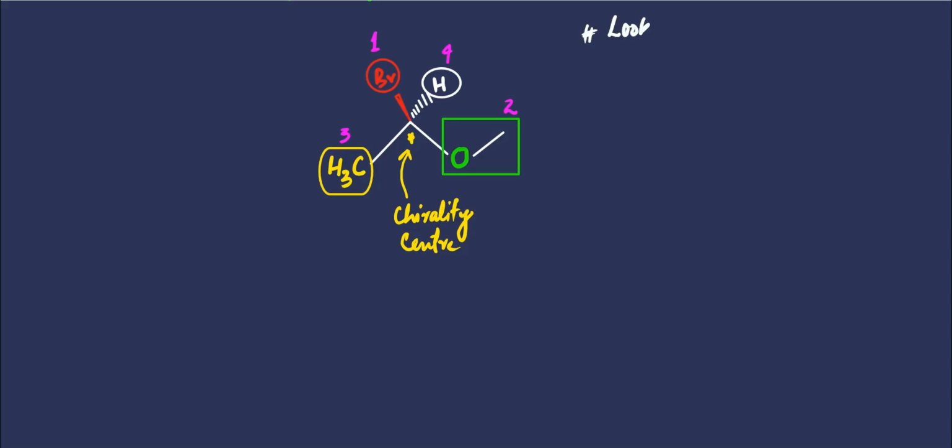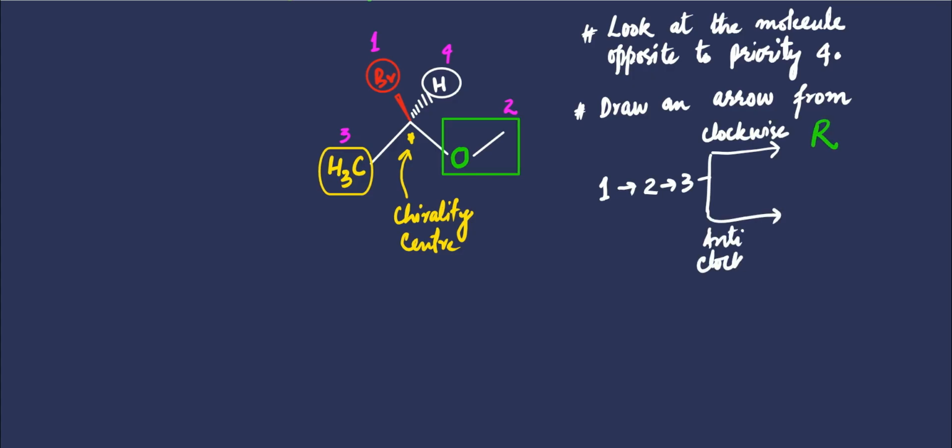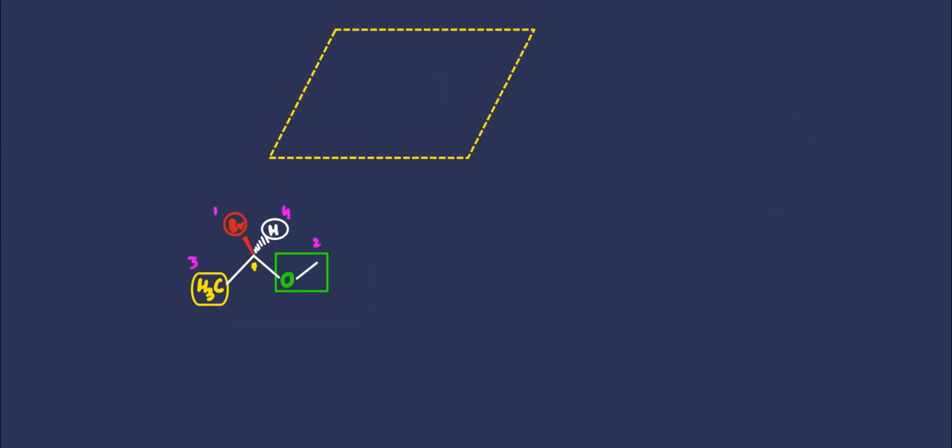After numbering the groups, look at the molecule from the direction opposite to the least priority group 4. Then draw an arrow from 1 to 2 to 3. If the arrow moves clockwise, the absolute configuration is R. If it moves anticlockwise, then absolute configuration is S. In this molecule, on moving from 1 to 2 to 3, the arrow goes clockwise, therefore absolute configuration is R.